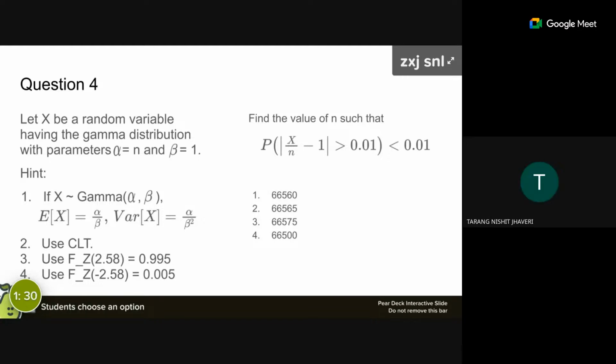Ma'am, one more doubt. When it is an absolute value, we will take minus 0.01 and 0.01 on both sides of this absolute value, right? Yes. So just double it. It is equivalent to doubling it.